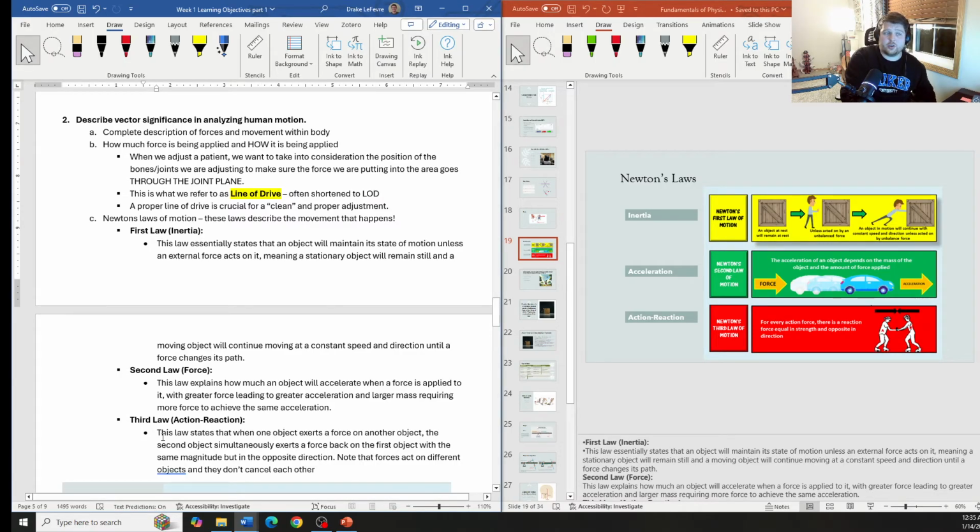So we want to know the 3 different laws. First law is law of inertia. If you don't touch an object, it's not going to move. Once you start moving it, it prefers to move unless it gets acted on by a different force.